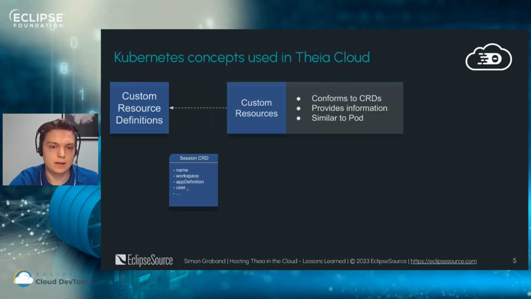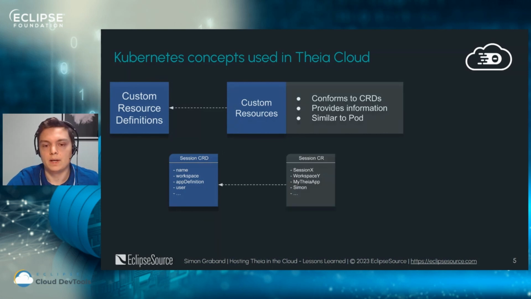And now we can go ahead and actually create a custom resource based on this definition. So this will then conform to the definition that we just looked at, but then provide the information. So you can think of it as something similar to the pod on the earlier slide. And for a session, this might look something like this. So we have a session X with the workspace Y running the MyTheia app, and I'm the one who's using the session.